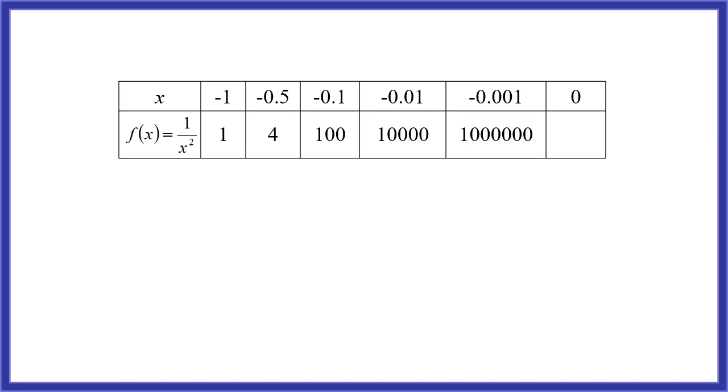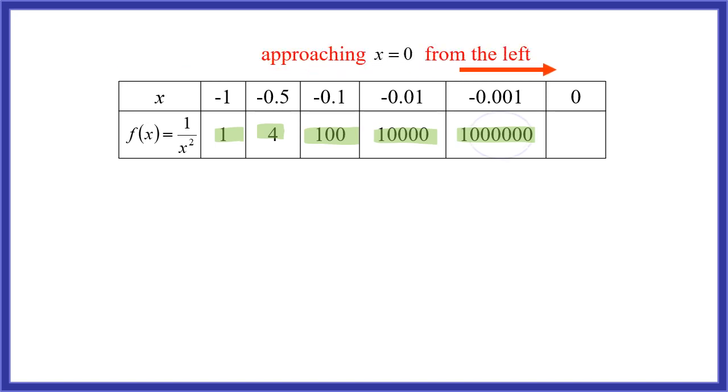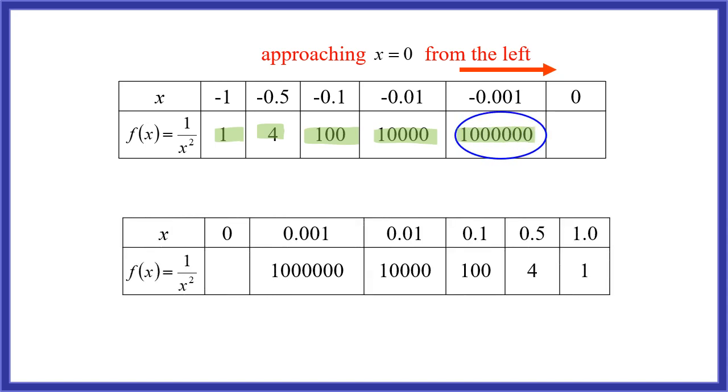So we can see that the value here is getting bigger. When we use x equal to negative 0.001, the value of f(x) is equal to 1 million, which is really big. So as x approaches 0 from the left, it's getting bigger. And how about from the right? If we take 1, 0.5, 0.1, 0.01, 0.001 as x approaches 0, the value of f(x) approaches a really big number, which for 0.001, f(x) equals 1 million.